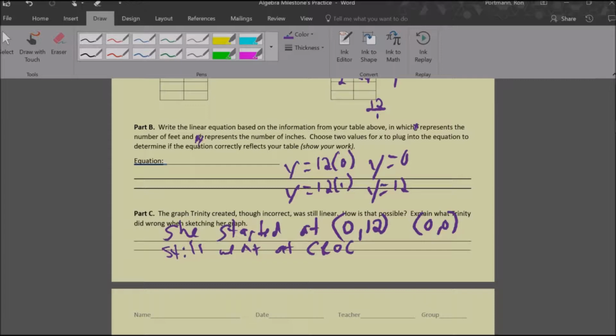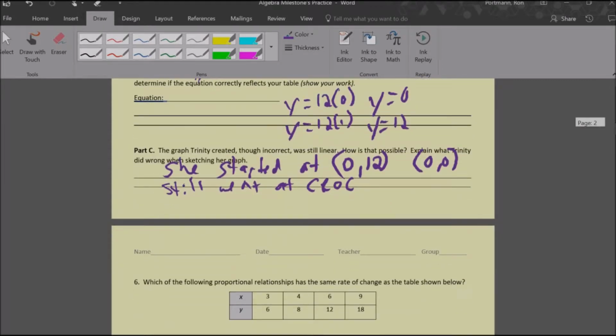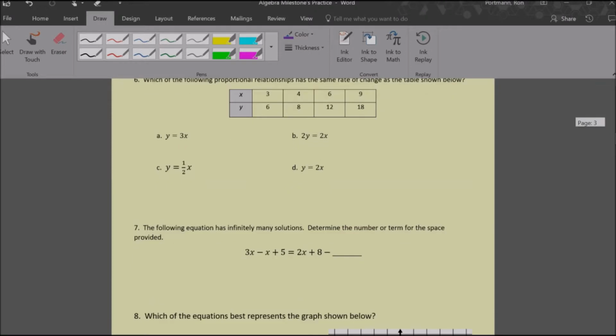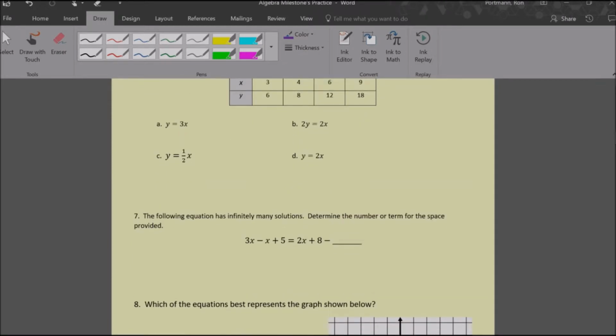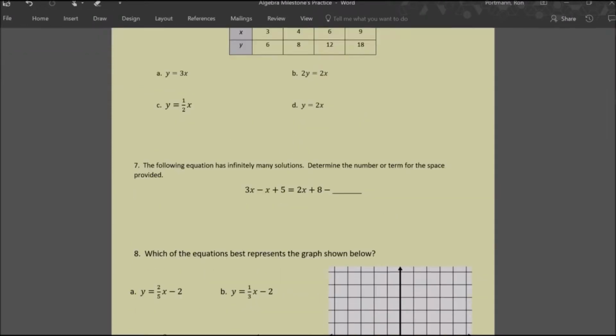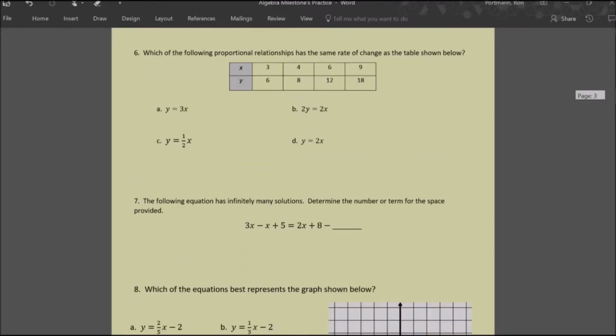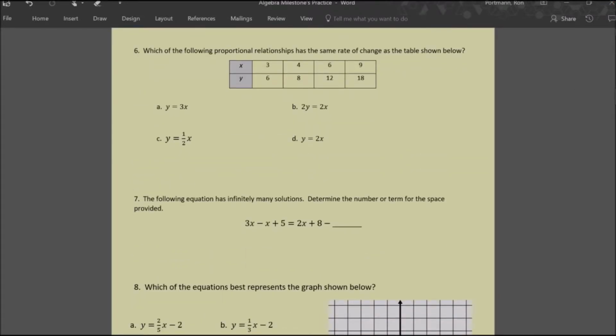All right, let's see what number 6 looks like. Which of the following proportional relationships? I have not been using that term very much this year. Proportional, I mean, it's the same thing as a linear equation, all right? Proportional just means it's linear. It means there's a proportion between the two variables. Which has the same rate of change as the table shown below. So we got to figure out what the rate of change of the table is first.